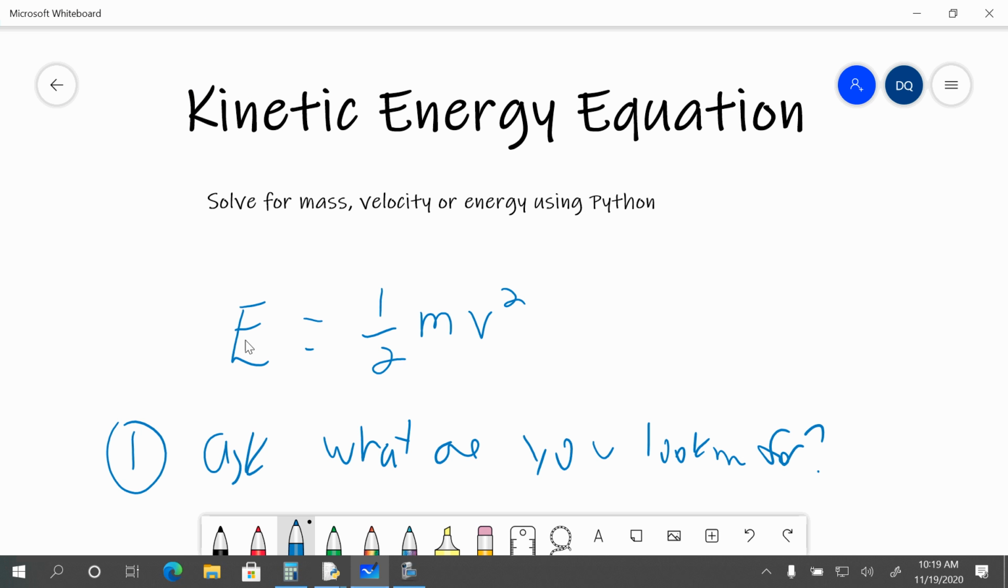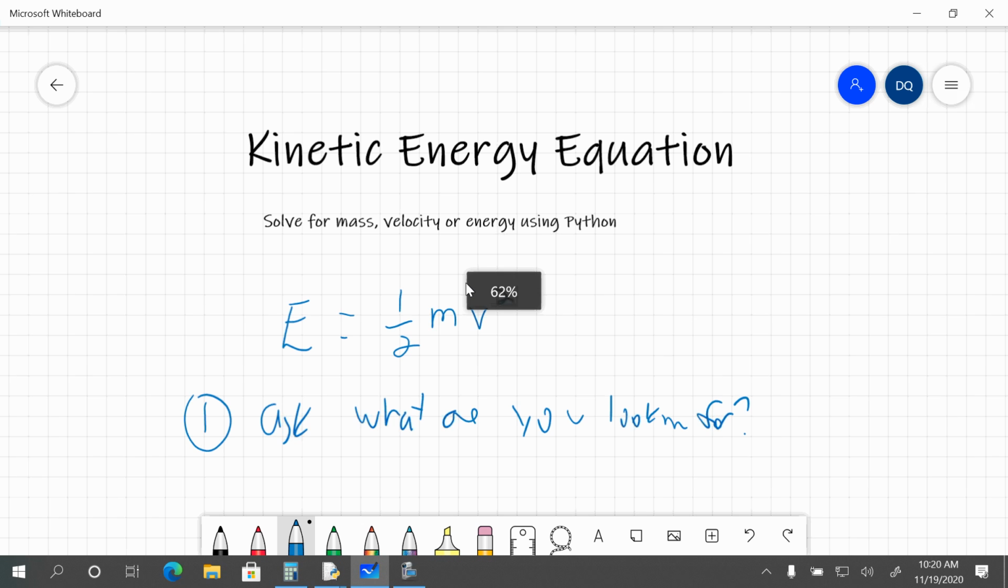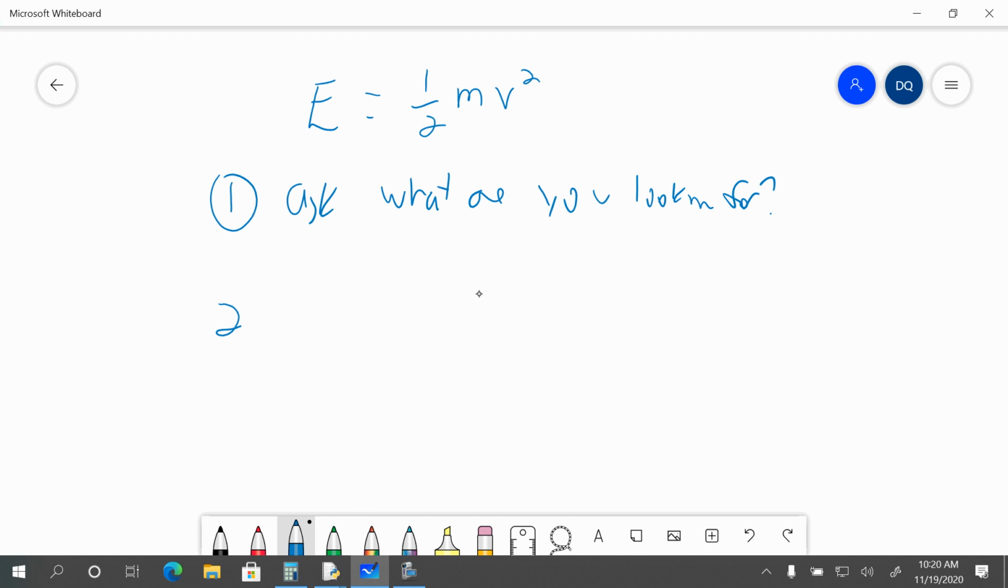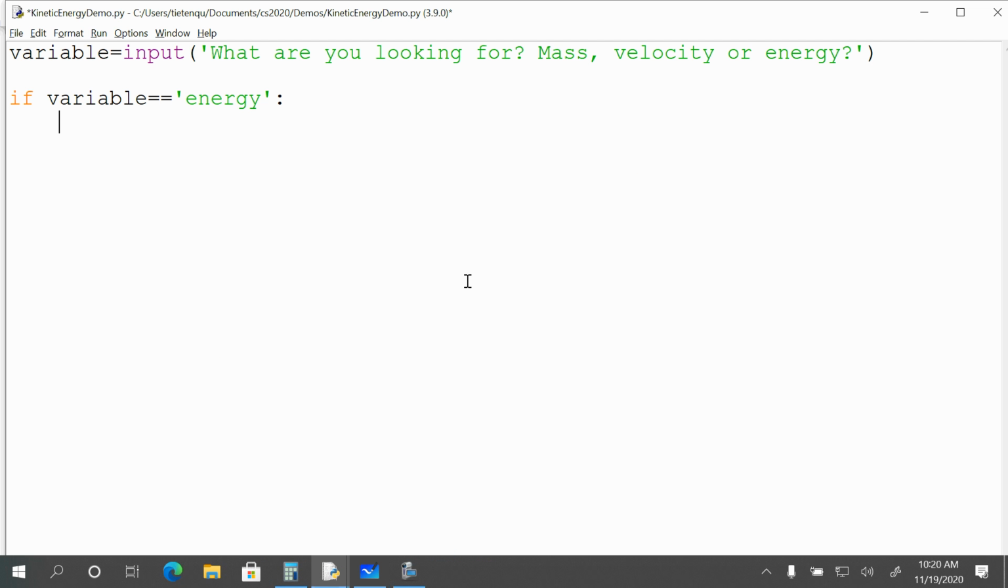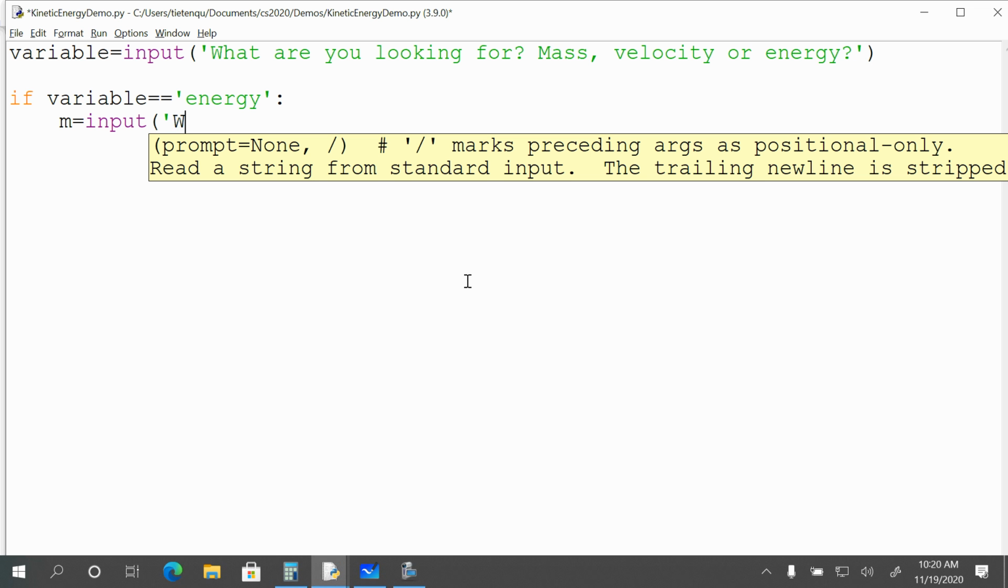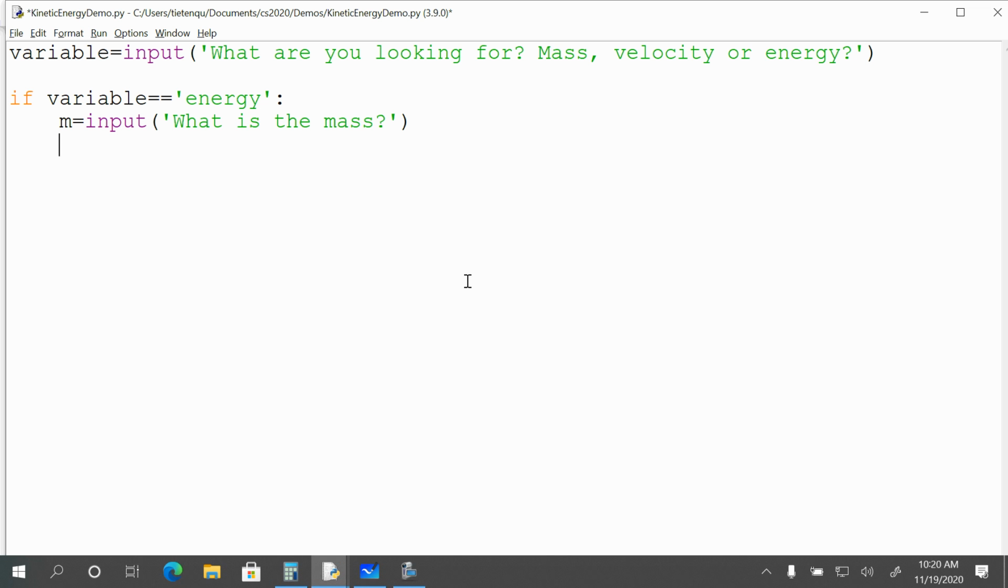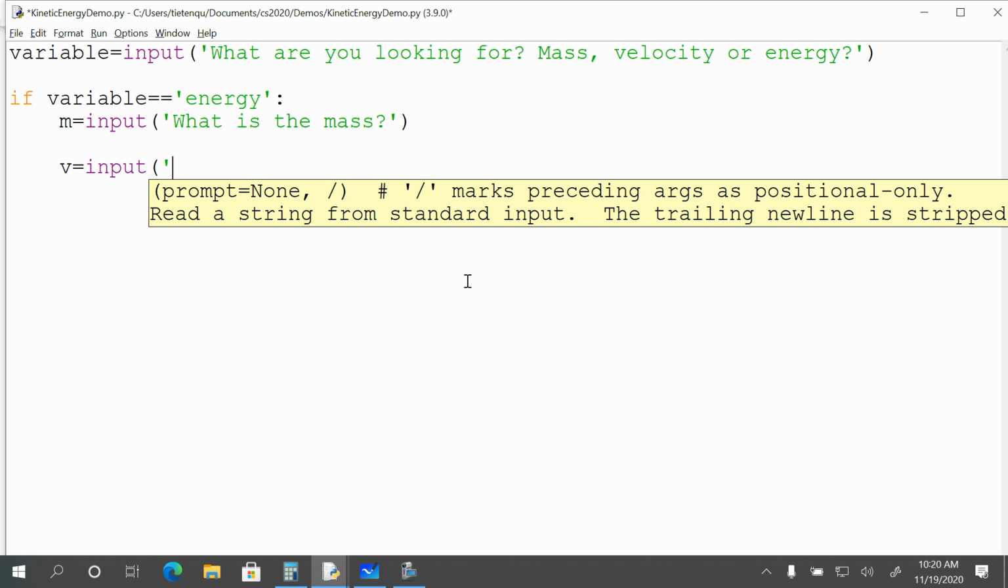If they're looking for energy, what do I need to do? Well, if I'm looking for energy, I need to know mass and velocity. So we're going to have to ask them. Ask what you're looking for, and then two, ask for the other variables. So if the variable you're looking for is energy, then we need to know mass. So M equals input, what is the mass? And V equals input, what is the velocity?